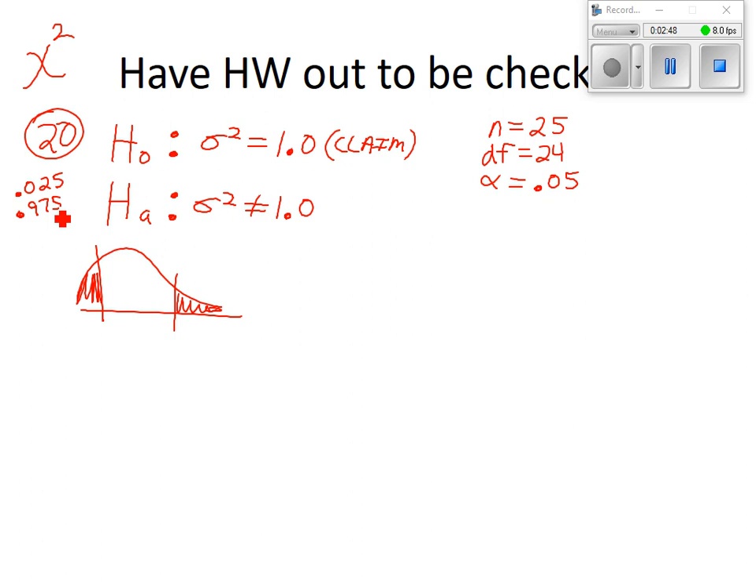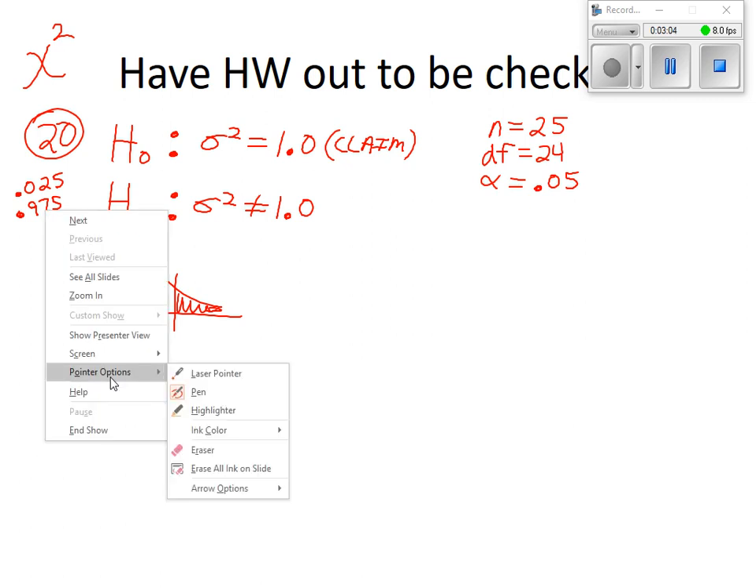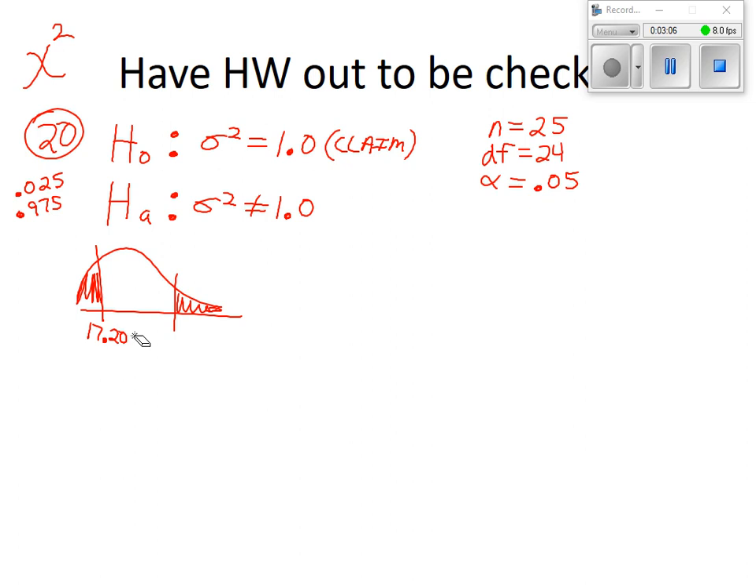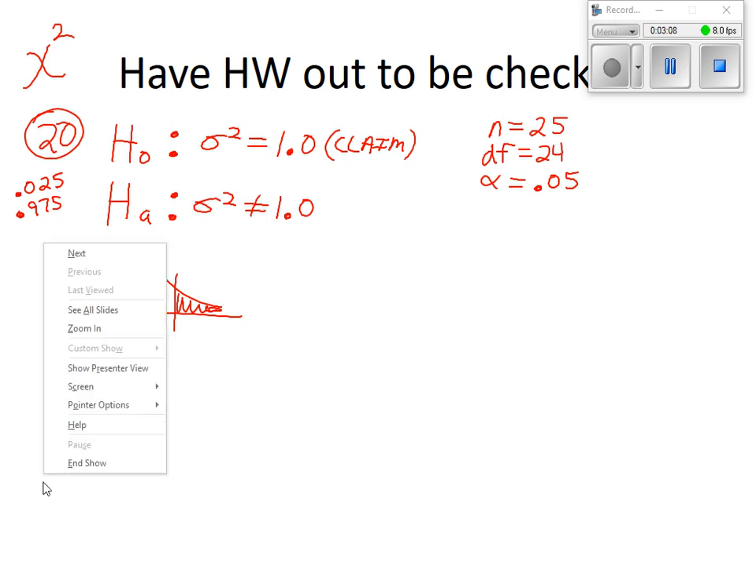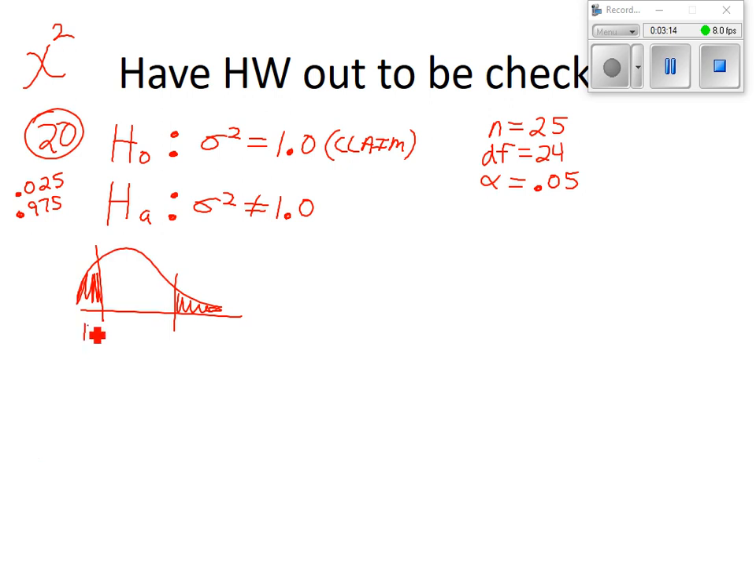First, what's the first one? 17.208. Everybody agree with that? No. I got 13.848. Yeah, that's what I got. I was reading it wrong. When you look it up on the chart, we're on the 13 point what? 848. Everybody agree with that?